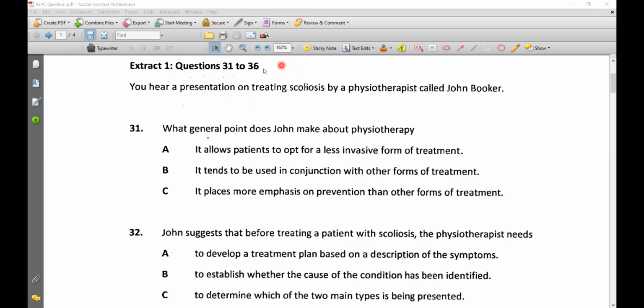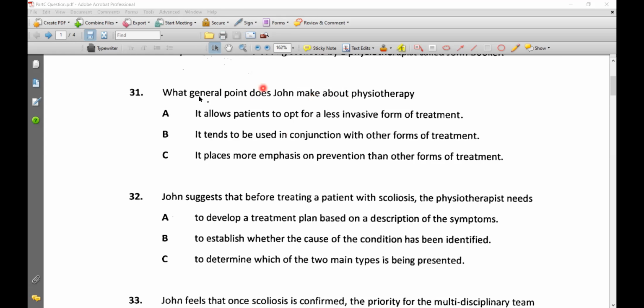So the entire 5 minute presentation is on scoliosis or treatment of scoliosis, but within that you will have some subtopics. So here question 1 says, what general point does he make about physiotherapy? Usually the first question or the first part of their talk would be a general talk, right? Because they would need to first set up the context for the presentation that they are going to have.